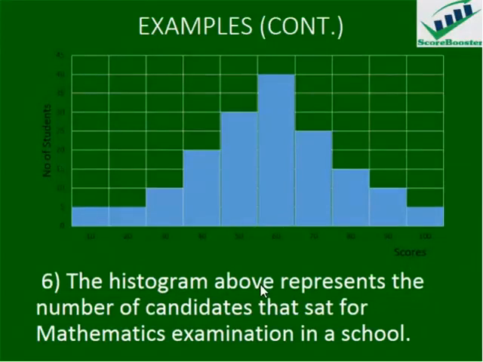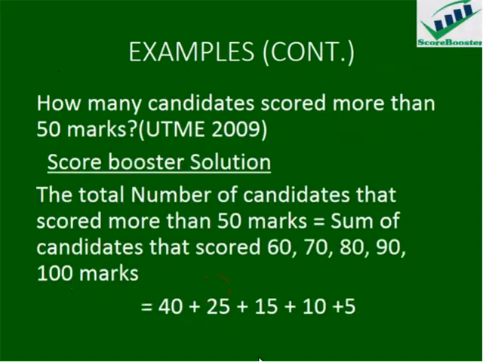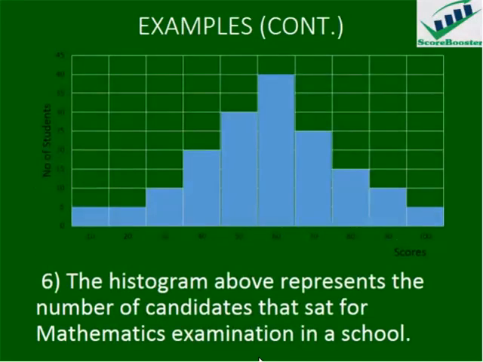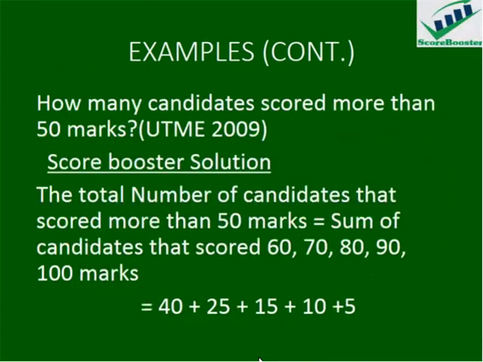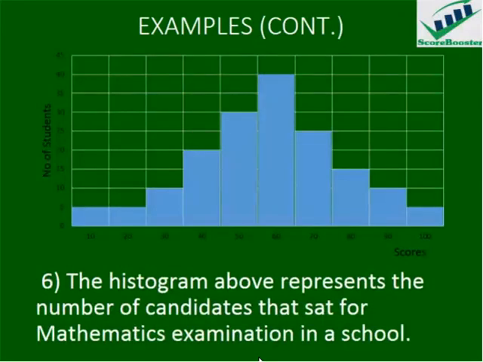So the question says the histogram above represents the number of candidates that sat for mathematics examination in a school. How many candidates scored more than 50 marks? So here we'll go to the histogram. This is the number of students. Number of students is here on the vertical axis and the scores are on the horizontal axis.